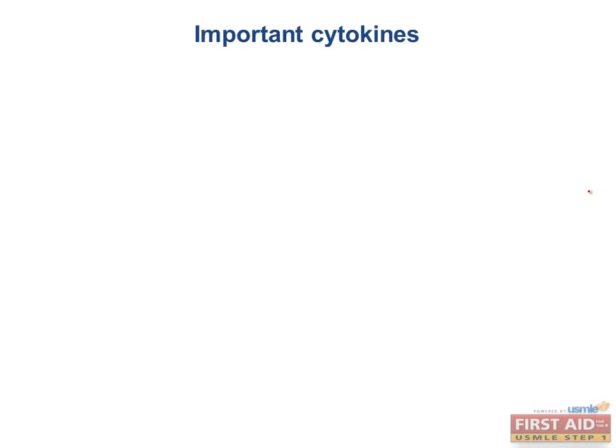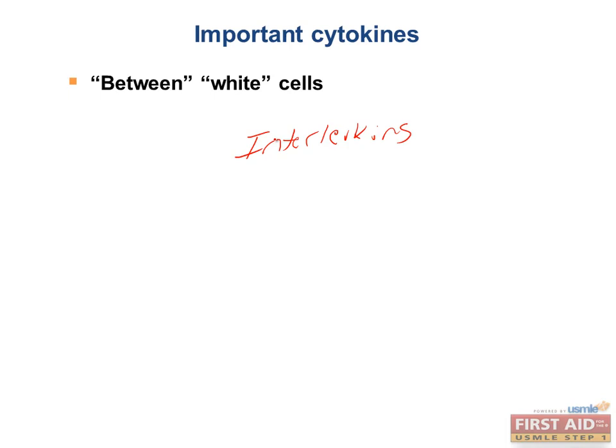All right, so now let's talk about how cells communicate with one another. They do this through cytokines, or cell connections. A specific type of cytokines are interleukins. What does this word mean? Inter means between, and leuc means white, so between white cells. This is how white cells, or immune cells, talk to one another.